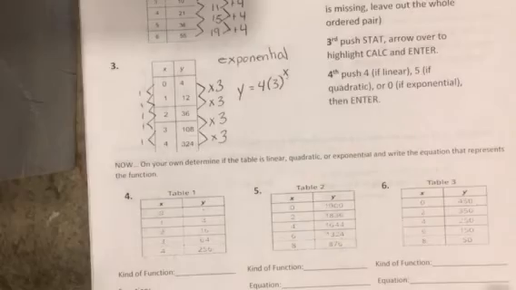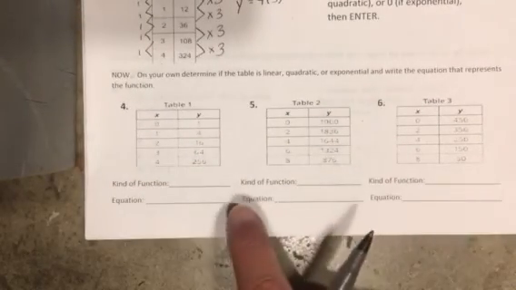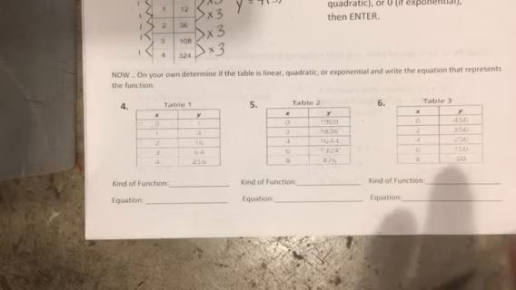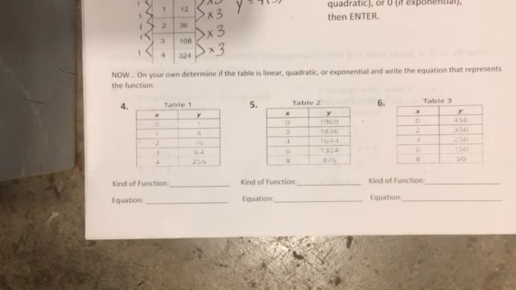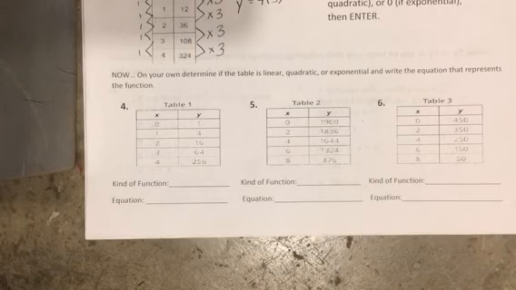So you now have 3 problems to look at yourself. I want you to determine if they have a common first difference. If so, it's linear. If they have a common second difference, then it's quadratic. Or if there's a common ratio, that makes it exponential. So go ahead and do 4, 5, and 6. Your classroom teacher will give you about 7 or 8 minutes to finish those up, and then they will reveal the answers to you. Try them on your own first.